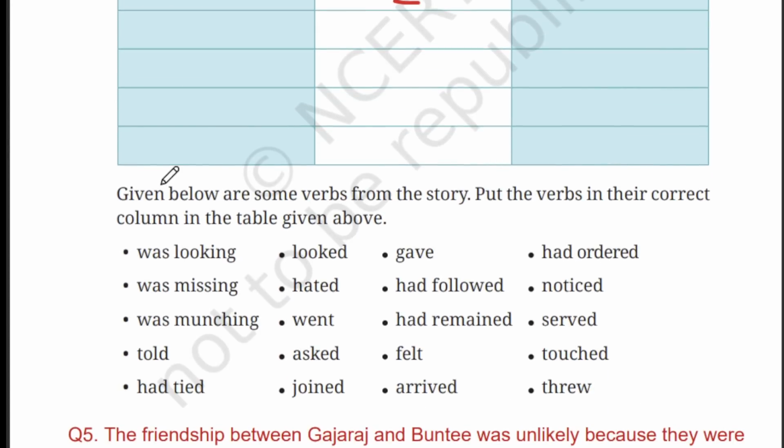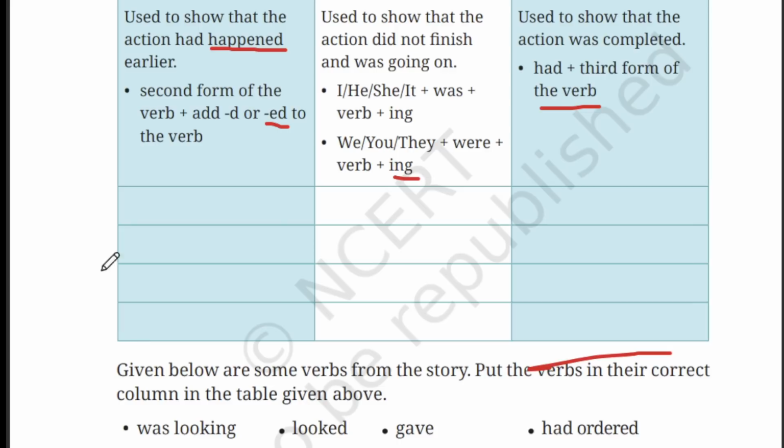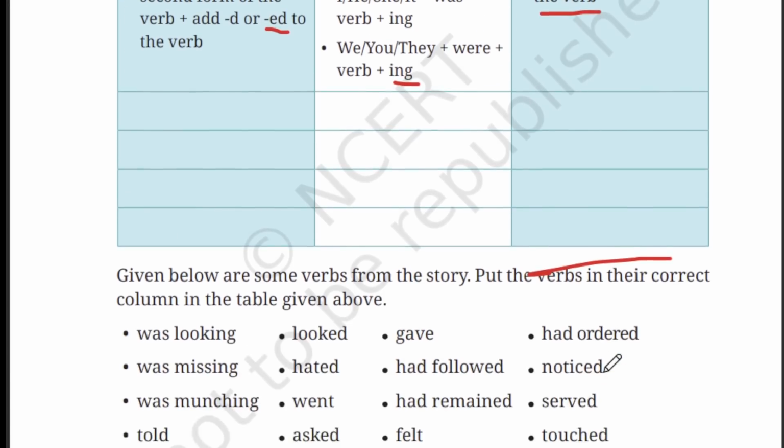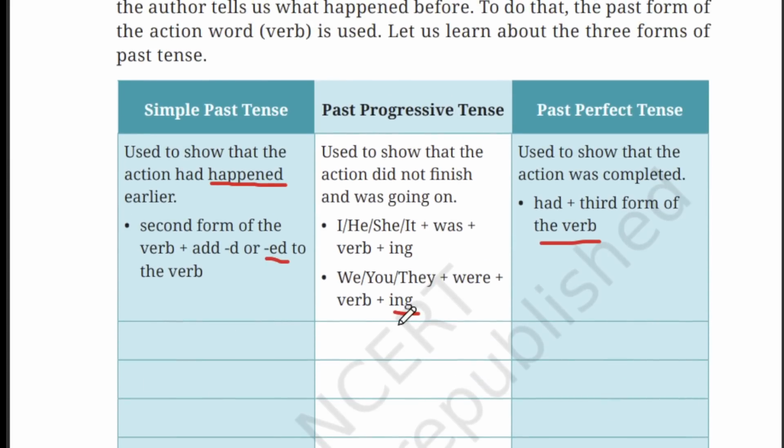We have examples given here. Below are some verbs from the story. Put the verbs in the correct column in the table. You have to map it here. Was looking, looked, gave, had ordered, was missing, hated, had followed, noticed, served, touched, threw, arrived, felt, had remained, went, asked, joined, I had tied, told, was munching. You have to arrange it accordingly. I'll do two for you. Understand it very simply, students, don't get confused. When we are adding ing, it's past progressive. When we are adding ed, or had, it shows the action happened earlier, the action which was already completed.